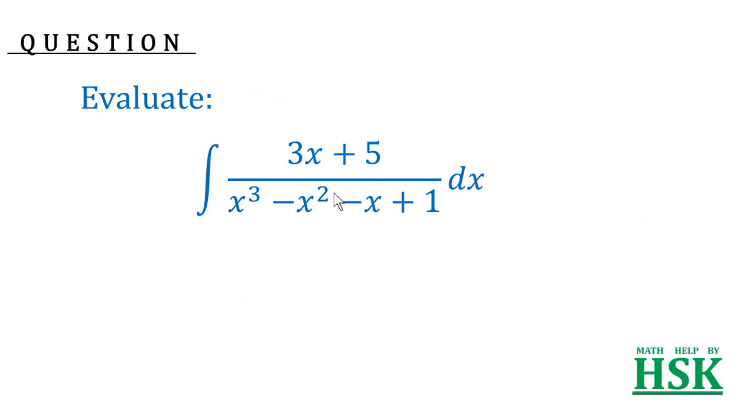The question is, we have to evaluate the value of the integration of this function (3x + 5) upon (x³ − x² − x + 1) with respect to x. Now to solve this question, first of all we take the given function which we have to integrate, and the first thing I see is that in the denominator we have been given a large expression, and considering the values it can be factorized. So first of all we are going to factorize the denominator.